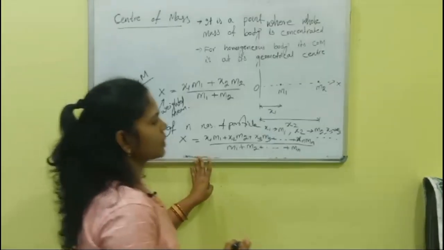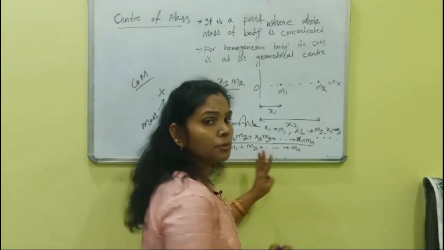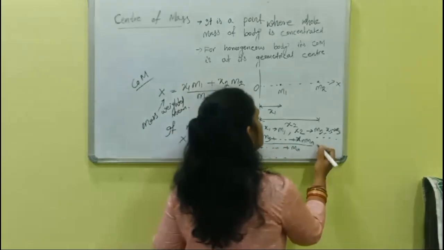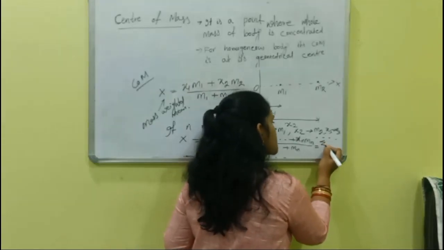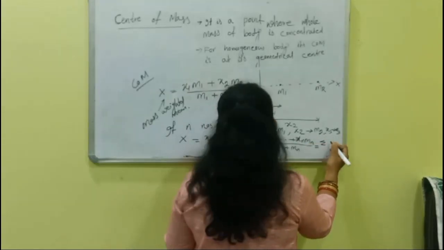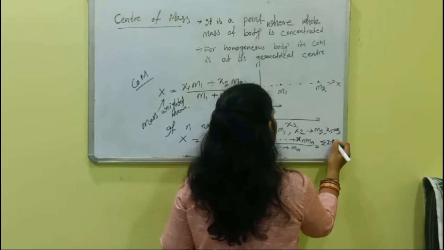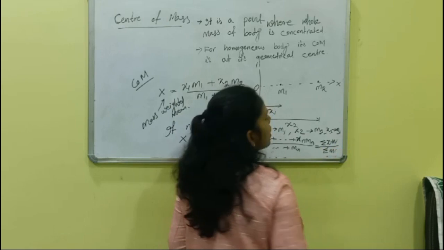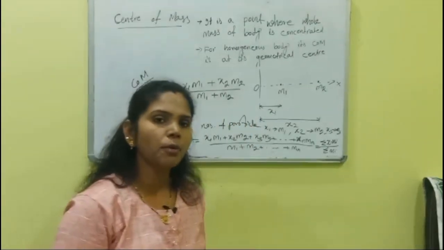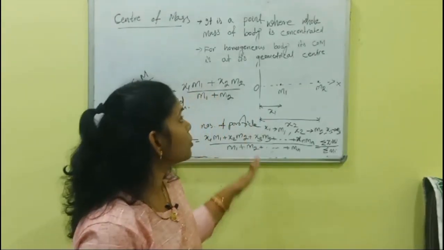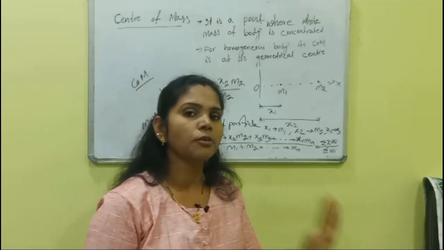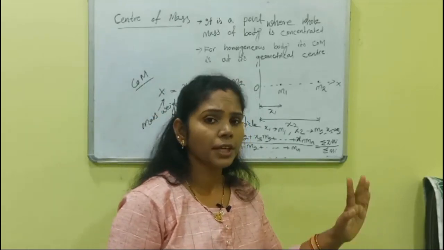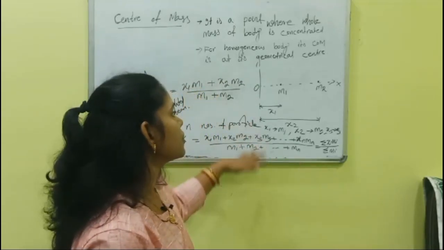This is our formula. Now if we want to write it in short, you can write summation of xi mi divided by summation of mi, where i is from 1 to n. So in this way we can find it for a single coordinate. If all points are on the same coordinate axis, then you can find it like this.